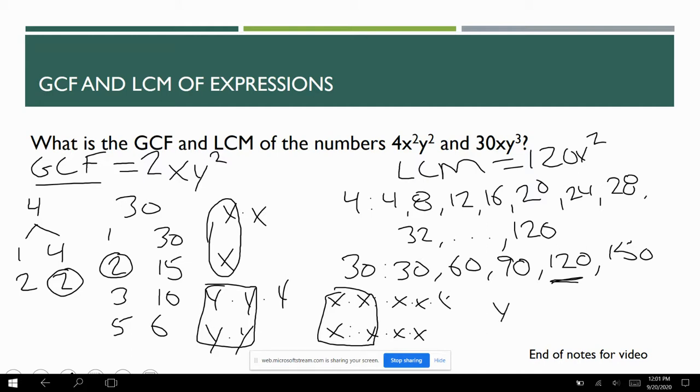Same thing for y. We have a y squared and a y cubed. Well, we notice, okay, to find our multiples, we just keep multiplying by y, and we can easily achieve that by multiplying our y squared by y to get our y cubed. And that's the first time they are going to share y's in common. So it's y cubed.